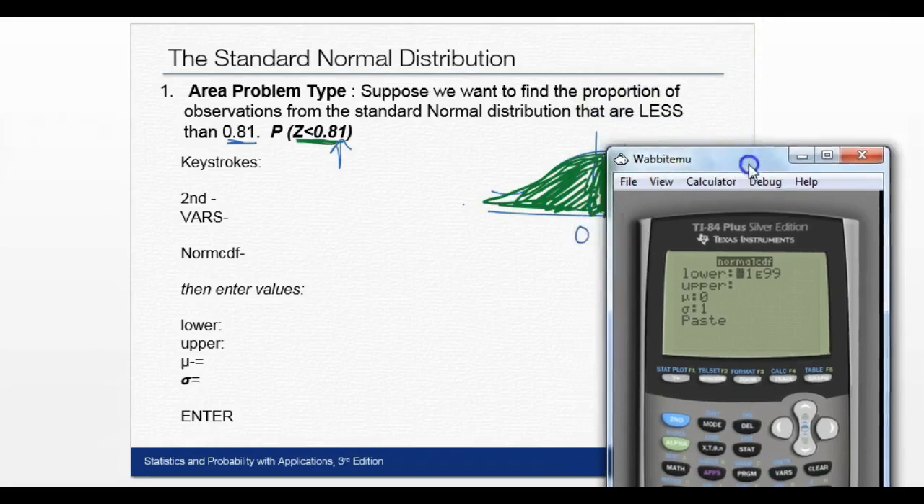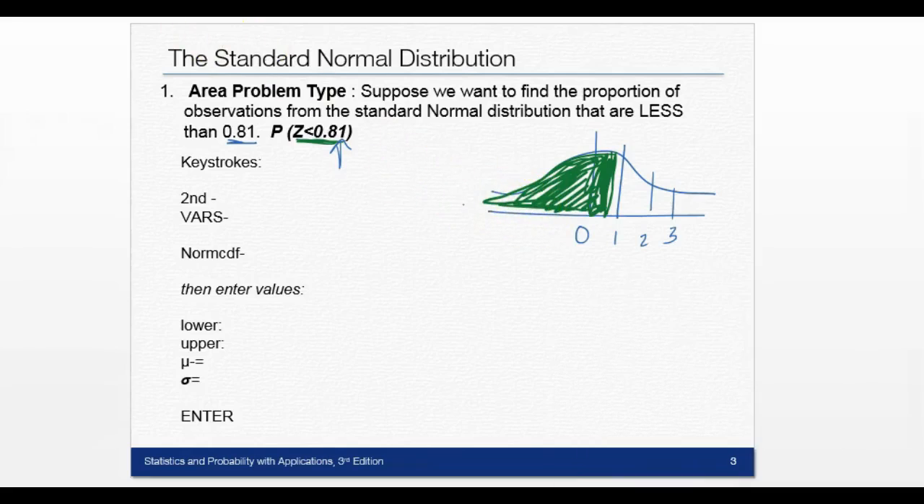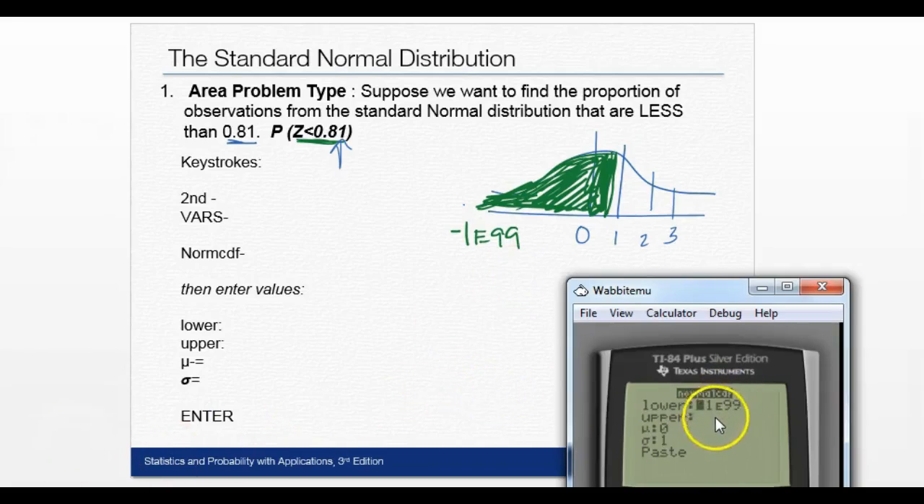So let's look at your graph for a moment. Look at this. What's the lower end of this graph? What's the lowest x or z value down here? Well, it goes on to nothing, right? Like all the way over here. So what we say in this situation is -1E99, negative 1 times 10 to the 99th power. And that is the default in your calculator. If you look at it, it's already in there, -1E99. So I'm going in the negative direction.